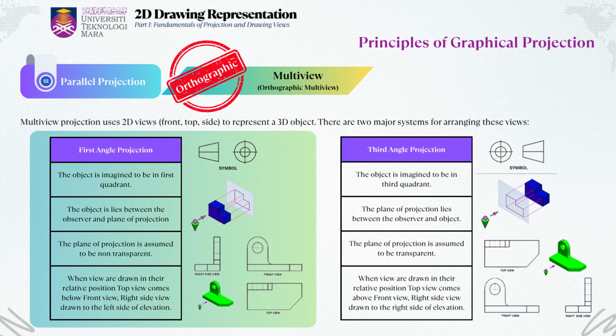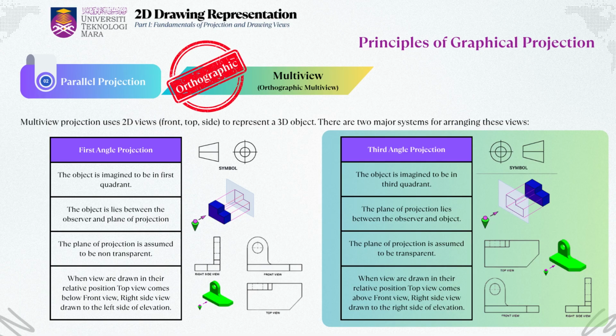Let's start with the first angle projection shown on the left. In this system, the object is imagined to be in the first quadrant, meaning the object lies between the observer and the projection plane. Here, the projection plane is assumed to be opaque. When you unfold the views, the top view is drawn below the front view, and the right side view is drawn to the left of the front view. This method is commonly used in European countries and follows ISO standards.